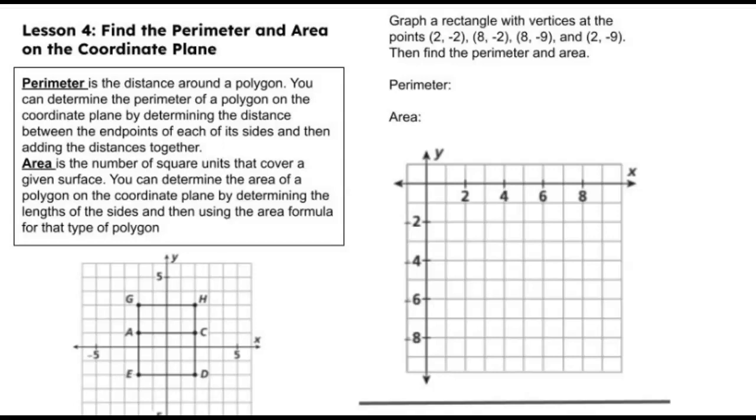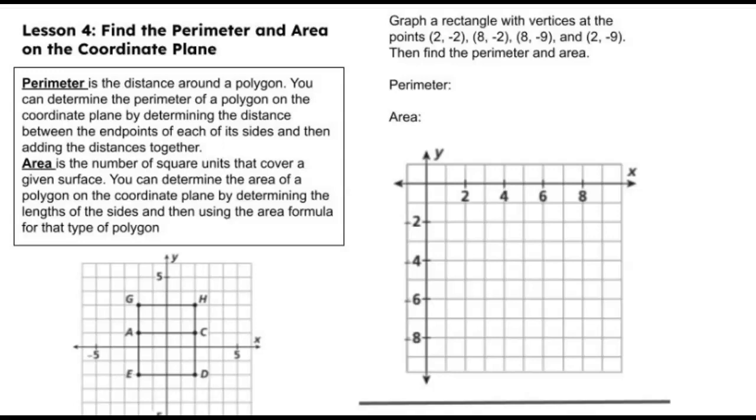This is the last lesson of Module 11. It's called Lesson 4, Find the Perimeter and Area on the Coordinate Plane. So we're taking everything we learned in the last 3 lessons and adding perimeter and area into it, which is going to be leading us into our next chapter.